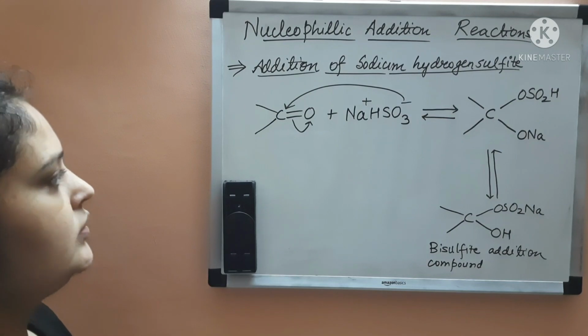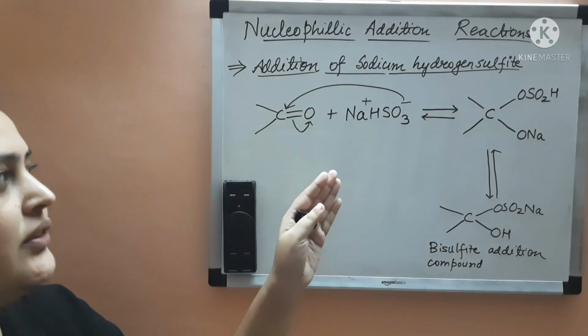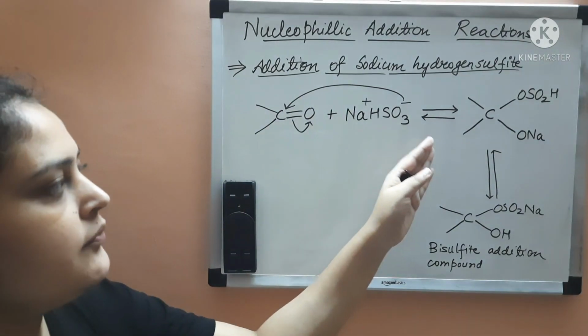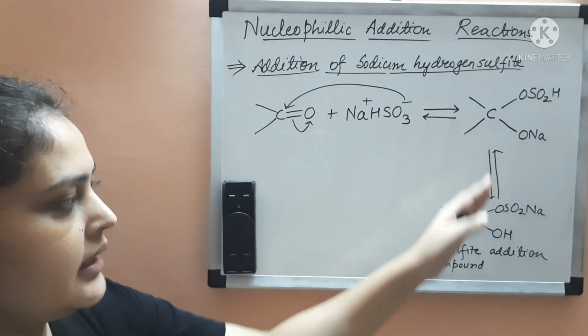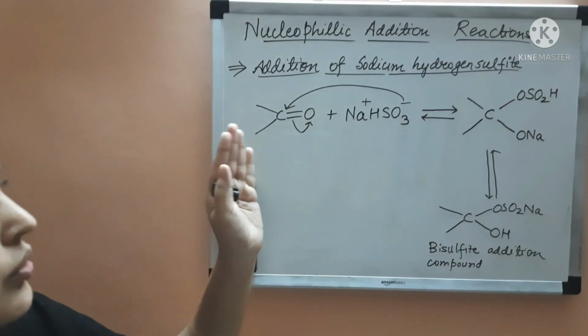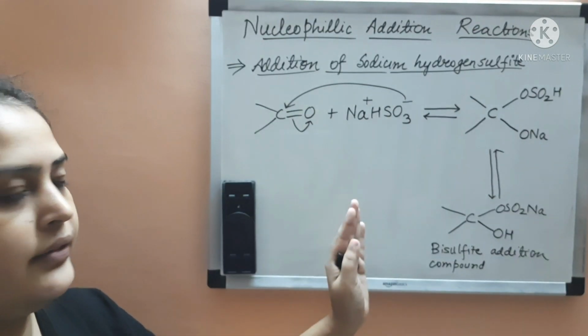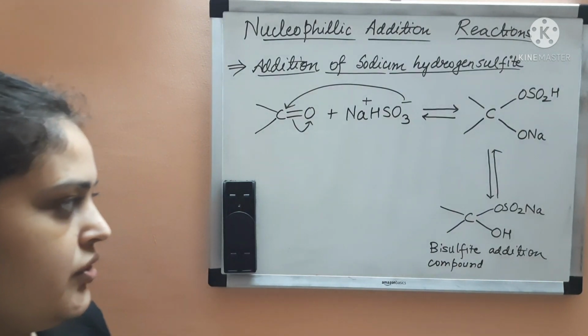Now one thing to note: if there is a ketone here, due to steric hindrance the equilibrium will shift towards the left and you won't get that much of product. But in the aldehyde there is no steric hindrance or less steric hindrance, therefore the equilibrium will shift towards the right direction.